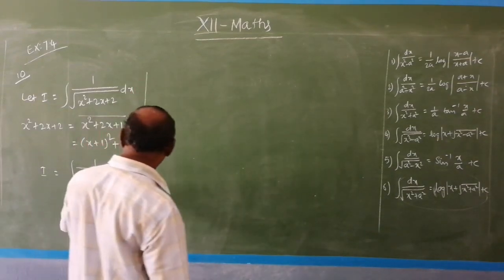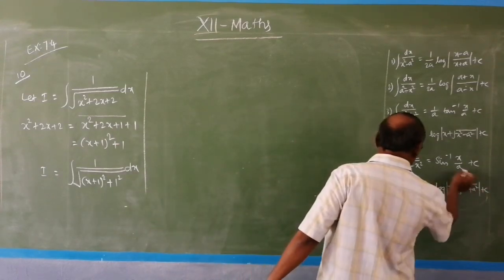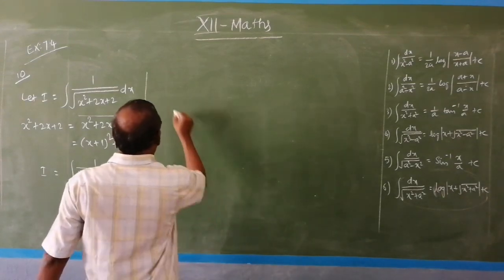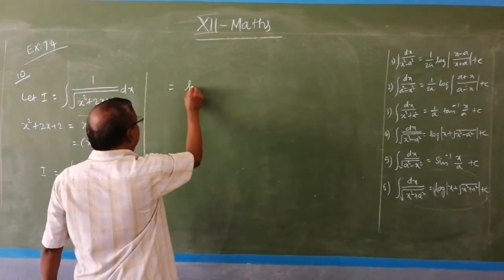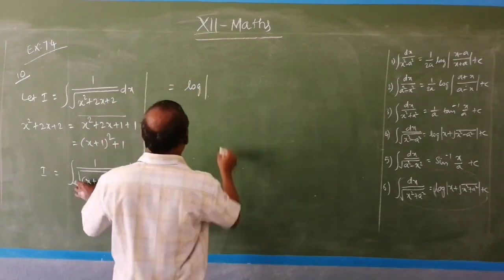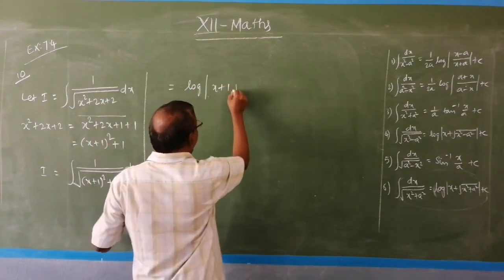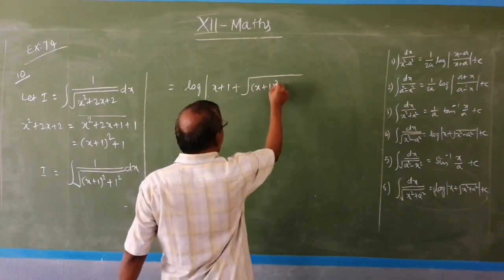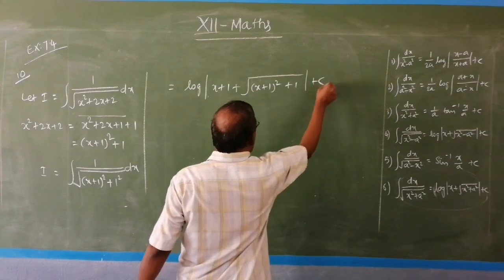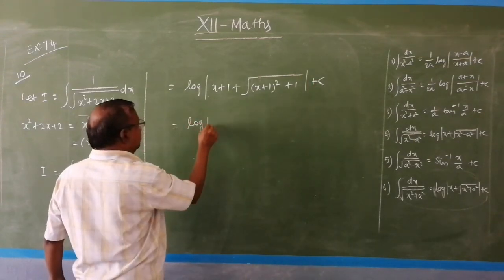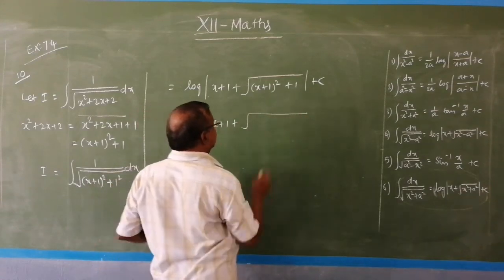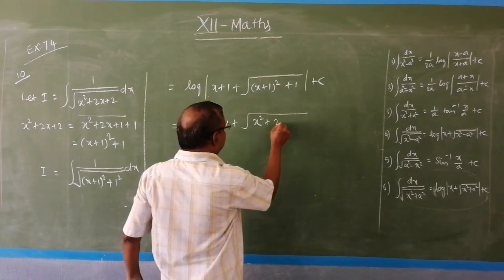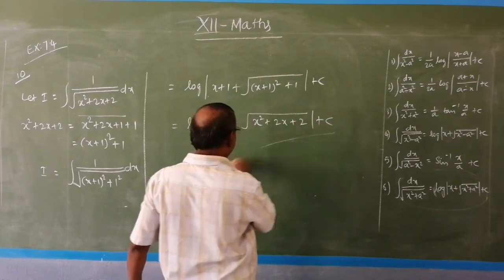So, this is in the form of the last one. Here instead of x we have x plus 1 and instead of a we have 1. So, the I equal to log of modulus of, instead of x write x plus 1 and plus root of the same thing x plus 1 the whole square plus 1 square means 1 plus c. So, expanding this we have log of modulus of x plus 1 plus root of, this is already we have x square plus 2x plus 1 plus 1 equal to x square plus 2x plus 2 plus c. So, 11.